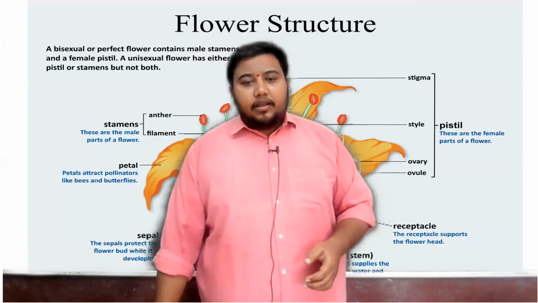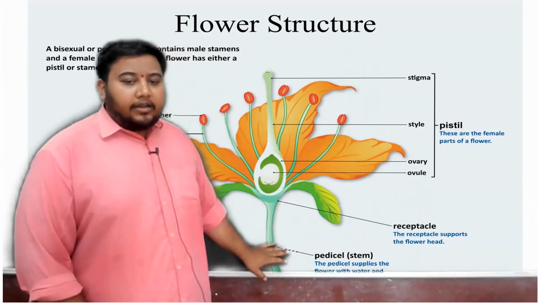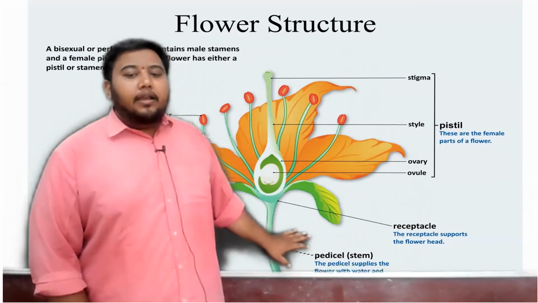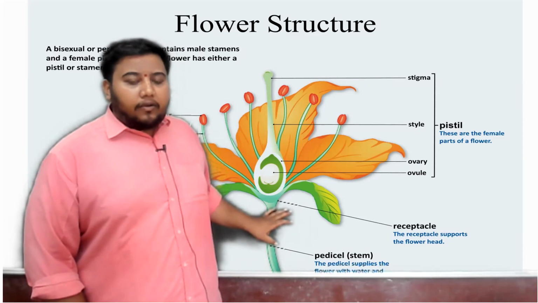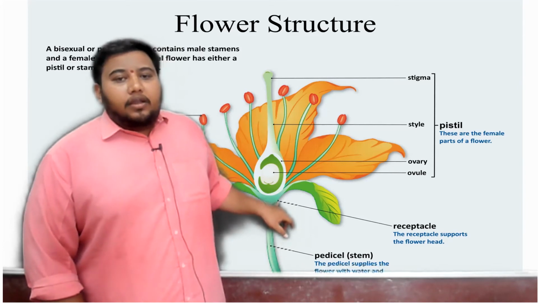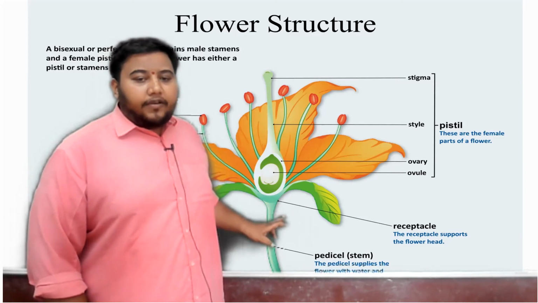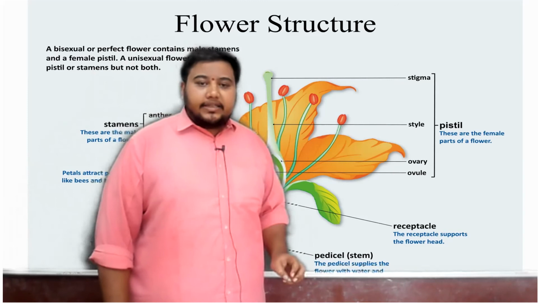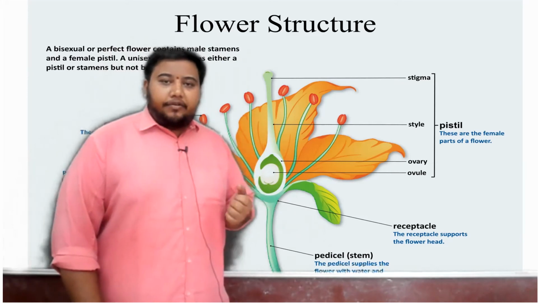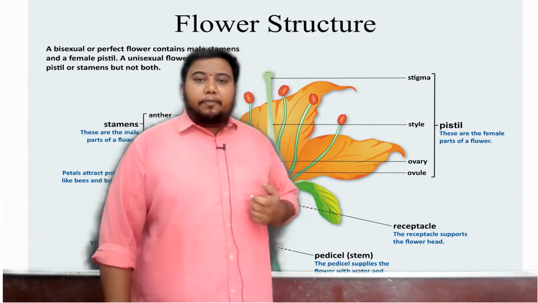Once again, look at the whole structure of the flower. The stalk-like structure which attaches the flower to the stem is called the pedicel, and the whole flower is borne at the tip of this pedicel. That part is called the thalamus, also called the receptacle. The first whorl of the flower is called the calyx, which consists of sepals, which are green in color. The second whorl, the most attractive whorl of the flower, is called the corolla. It consists of petals, which are bright in color.